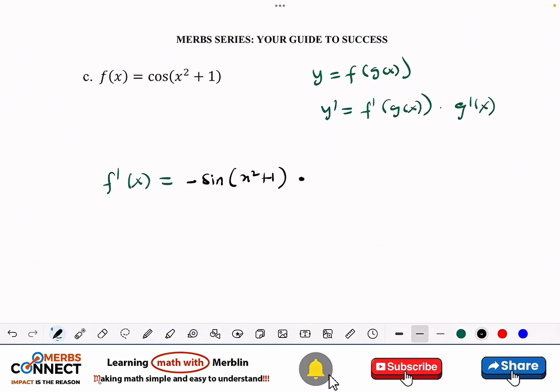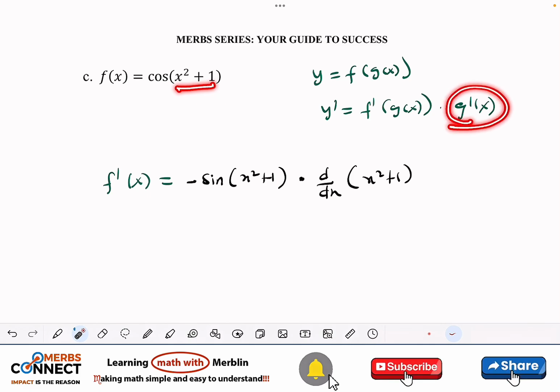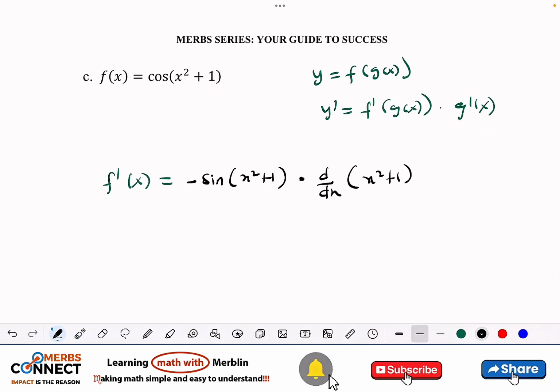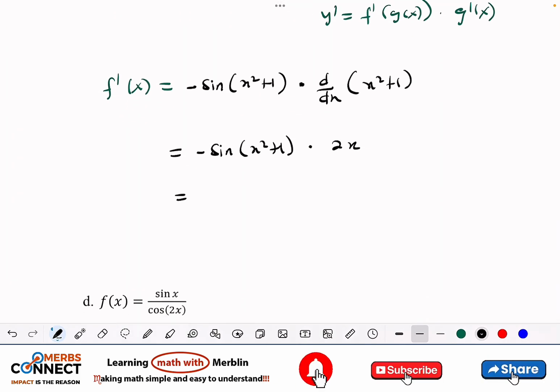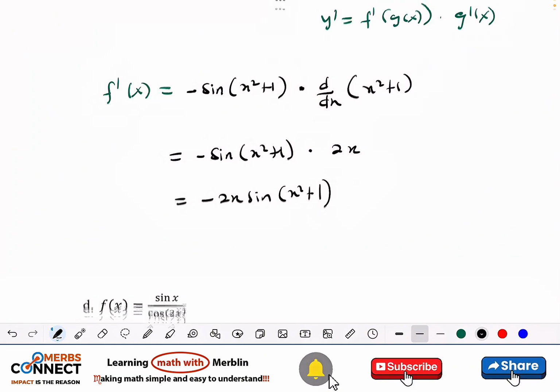Then now I multiply it by the derivative of what is inside the bracket, which we are assuming is our g of x. So I need to differentiate this. So this is going to give us minus sine of x squared plus 1 times, when I differentiate this, I'm going to have 2x, and when I multiply, I'm getting minus 2x sine of x squared plus 1.